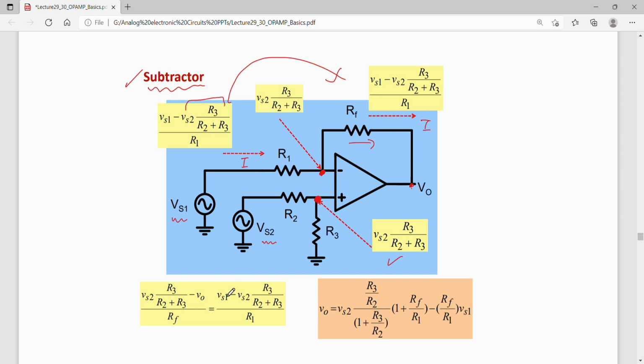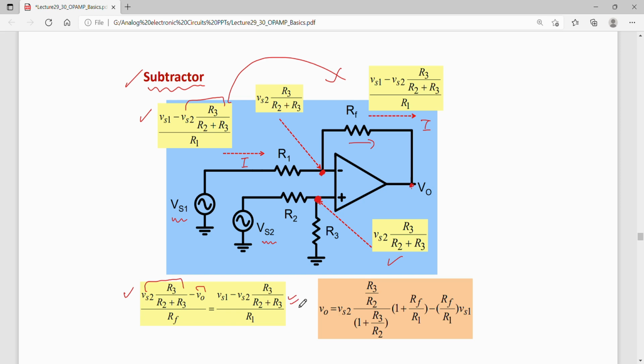Okay, so I can write the current flowing through the feedback resistance as this node potential, which is Vs2 R3 by R2 plus R3, minus V0, divided by RF. Okay, so I can write this I here, and over here. Now using this and this, I can further write this as this much.